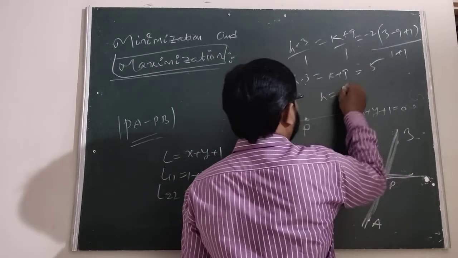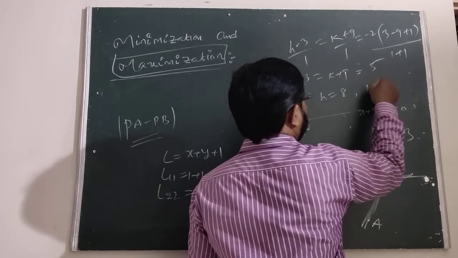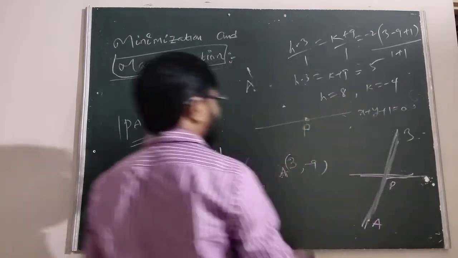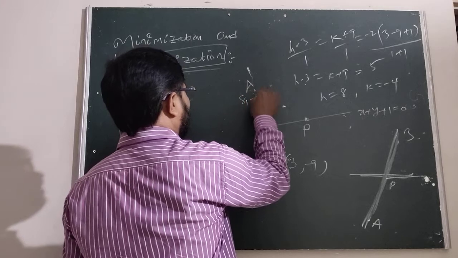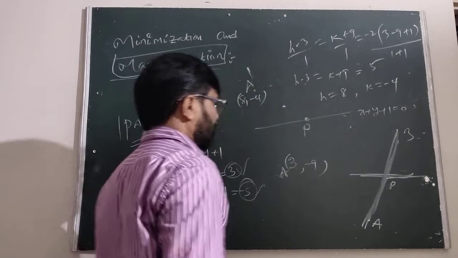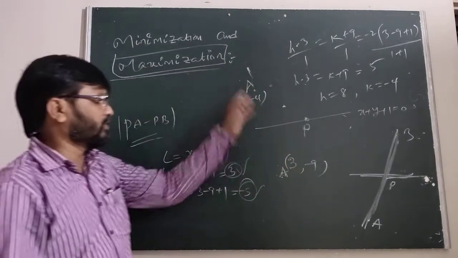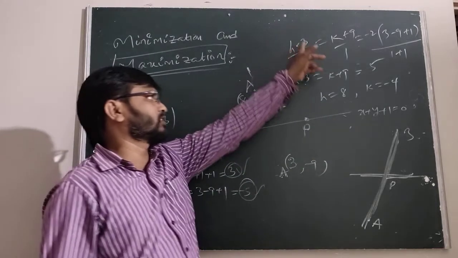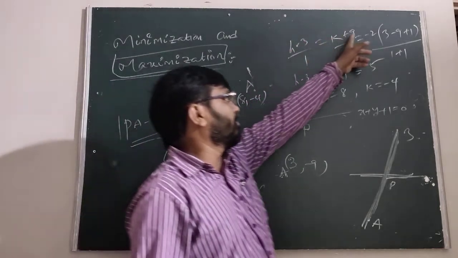The value of h is 8 and the value of k is minus 4. What is the image here? (8, minus 4) is the image. How to find the image of A with respect to the line? h minus x1 by a equals k minus y1 by b.